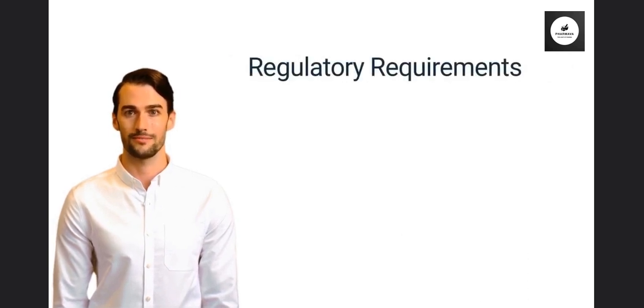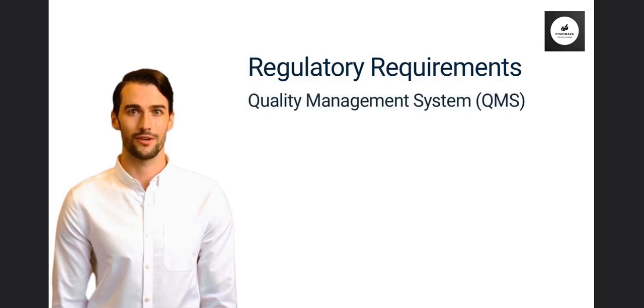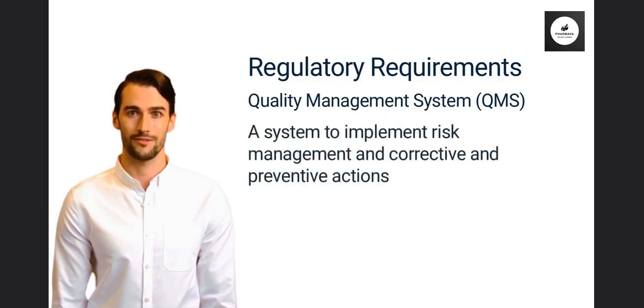Regulatory requirements. There are a lot of FDA regulatory guidelines available to implement in a pharmaceutical company, but these are some key requirements that must comply. One of the most important requirements is the implementation of a quality management system, which means there should be a system to implement the policies and procedures to ensure that the products manufactured by the company are safe and effective. A QMS system must have the system to implement risk management and corrective and preventive actions.